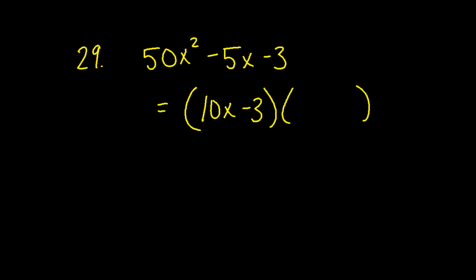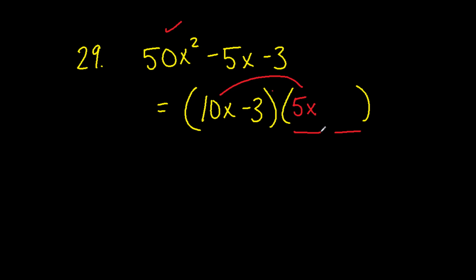For problem 29, they are giving us one of the two factors and asking us to factor the problem. Basically, they just want us to fill in this binomial. So these are a little bit easier to do than if they hadn't given us the 10x minus 3, because we could just check these two things. 10x times what would give us 50x squared, and 10 times 5 and x times x would give us the 50x squared when we multiply those two.